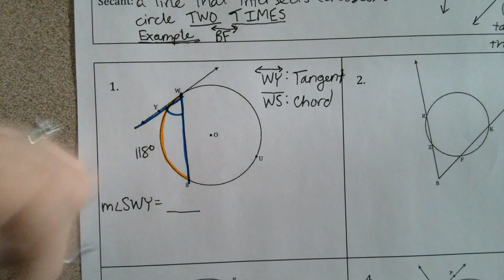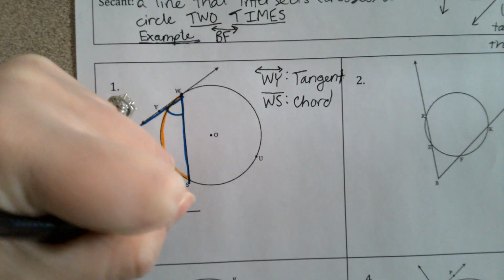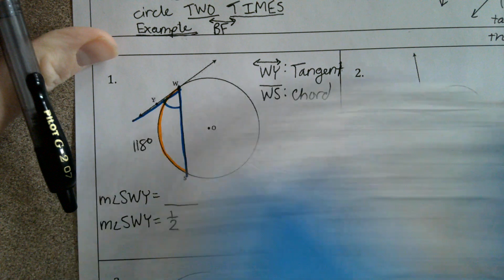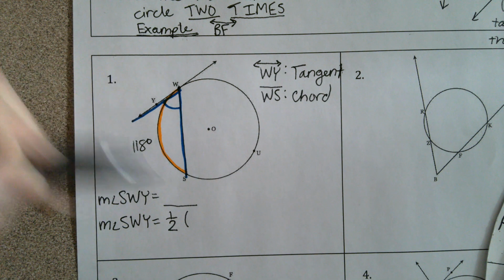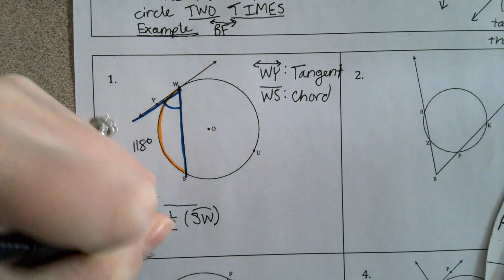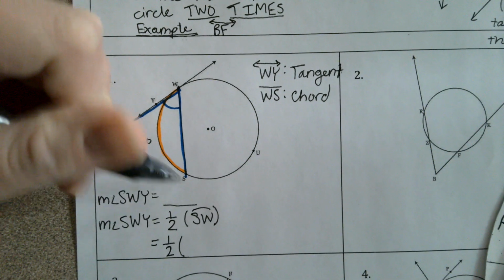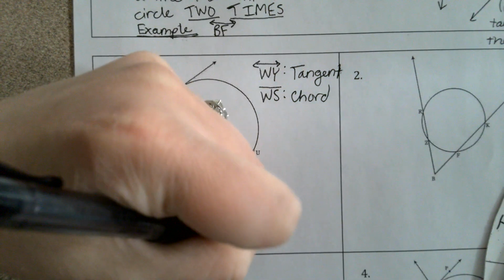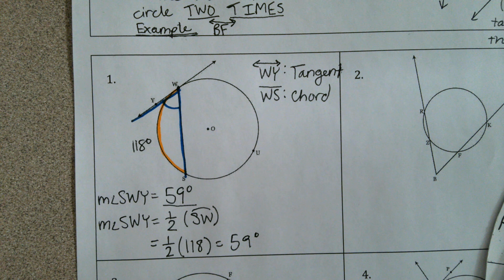So the measure of angle SWY is 1/2, I'm taking this information straight from my spinner, of our intercepted arc SW. So it's 1/2 of our arc, which is 118. So it is 59 degrees. And that's it.